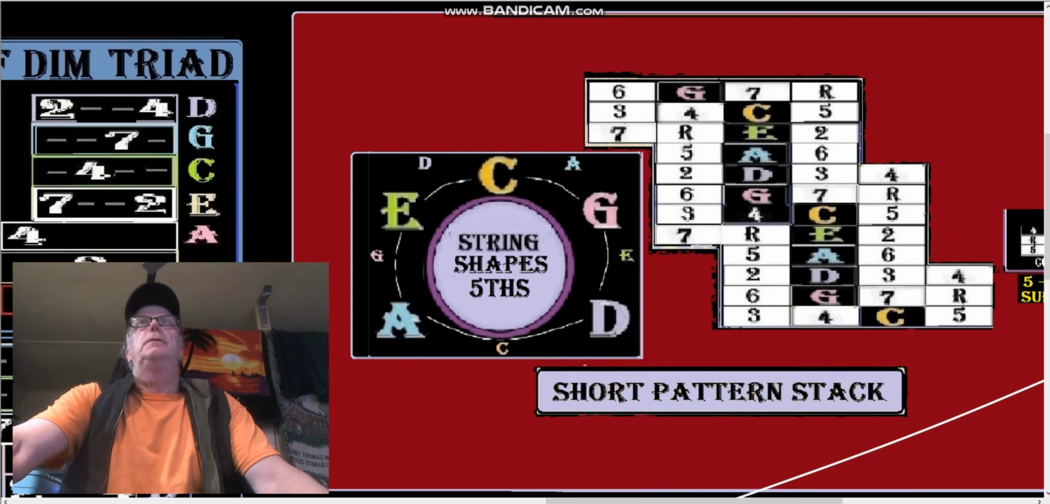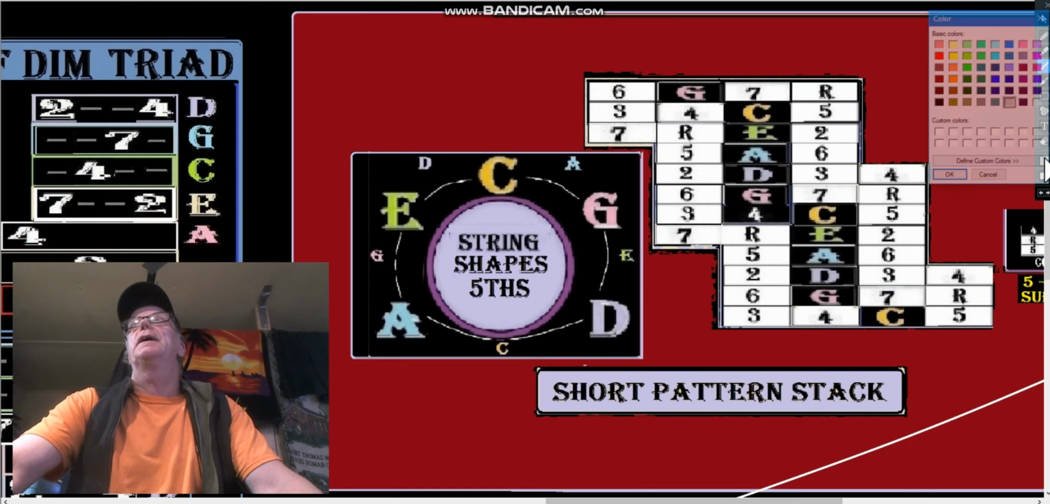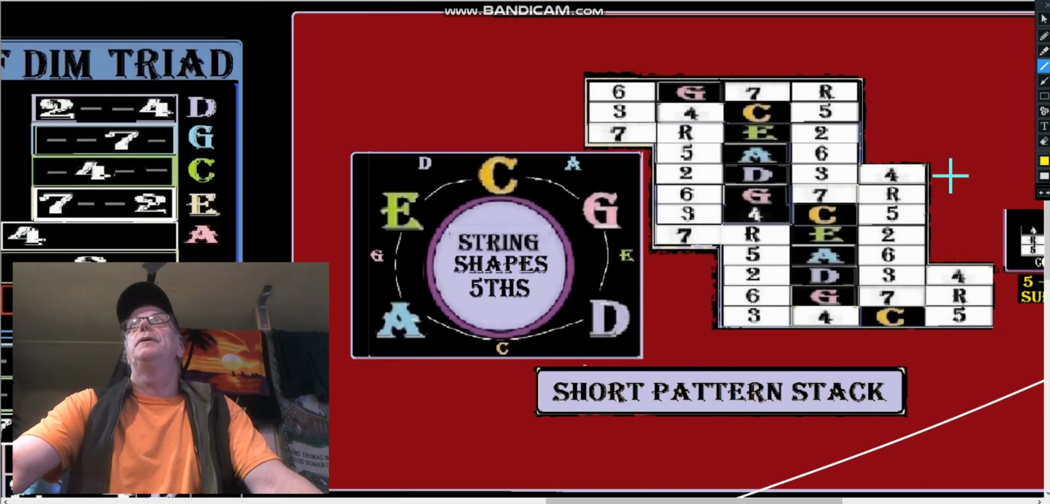Okay, so these are the short patterns. We've got all 5 cages here: 1, 2, 3, 4, 5. So we got the caged word here. It's just that you can't see it. Well, C doesn't go to D either. But let's look at that color. That's a string-shaped color. Let's get a yellow going on line.